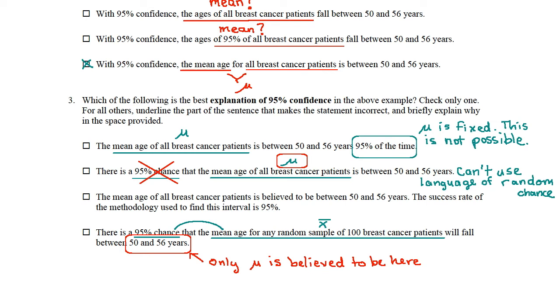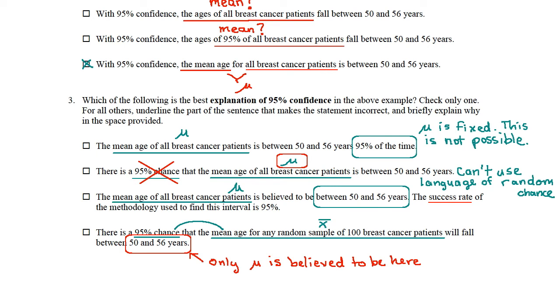So the only one remaining, of course, we believe needs to be right, but let's go ahead and see why it's correct. The mean age of all breast cancer patients, that's definitely mu, is believed to be between 50 and 56 years, so there's no probabilistic language or random chance language in that. The success rate of this methodology is 95%. That is in keeping with what we said about the weather predictions, right?